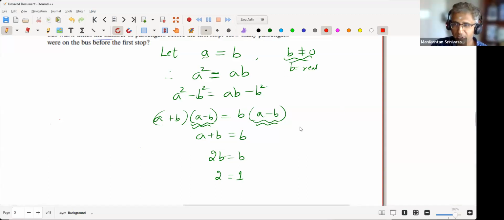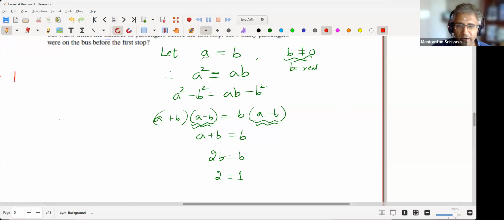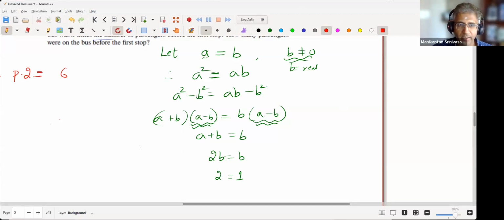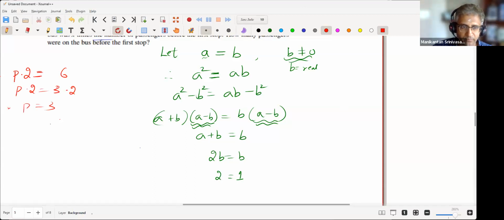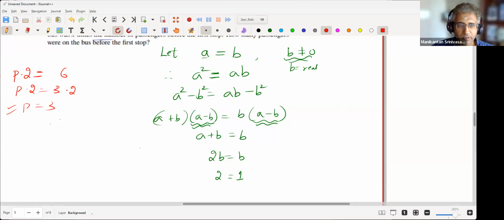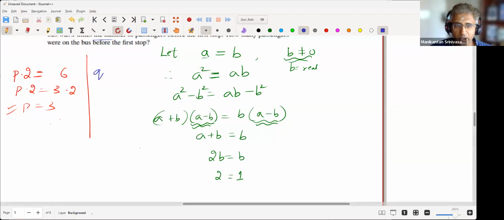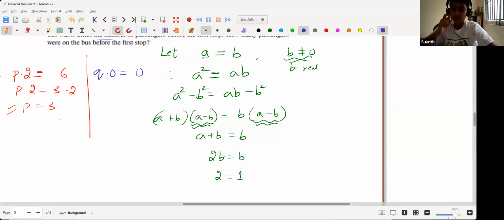Yes, you're right. I'll just extend on what you're saying. Basically, what she's saying is forget this problem. Suppose I say P into 2 equals, maybe, 6. Then I can say P into 2 is 3 into 2. This is all into one, not decimal. And therefore I can cancel off 2 and say P equals 3. This is fine. But suppose I have Q into 0 is 0.